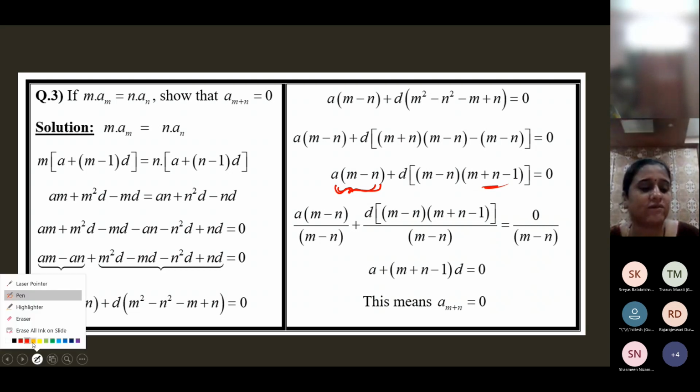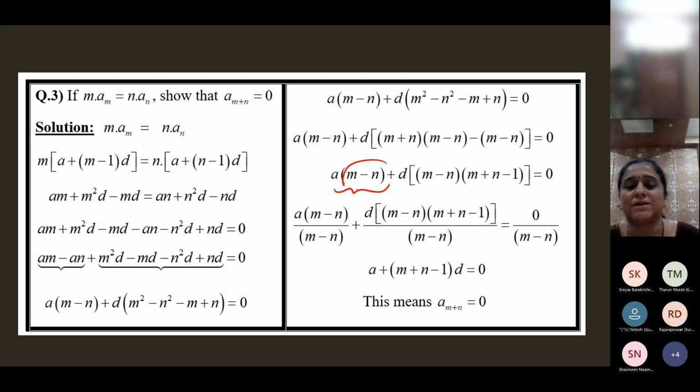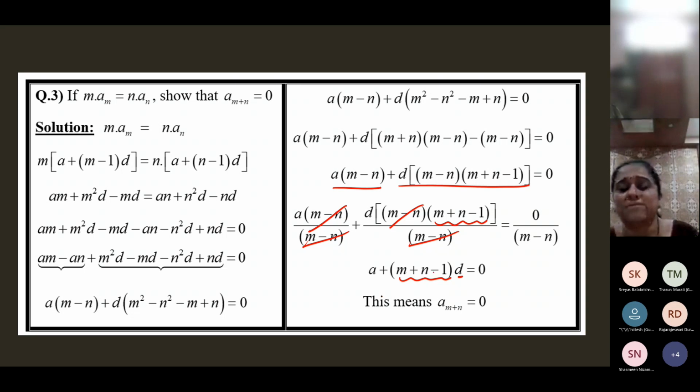So you can see here, in this term we have m minus n. In this term also, we have m minus n. So you can divide by m minus n throughout. Divide every term by m minus n. So this by m minus n, this by m minus n is equal to 0 by m minus n. So m minus n gets cancelled, m minus n gets cancelled. So you get a plus d, this d I've written here, a plus d, and this m plus n minus 1. So we get a plus m plus n minus 1 into d is equal to 0.